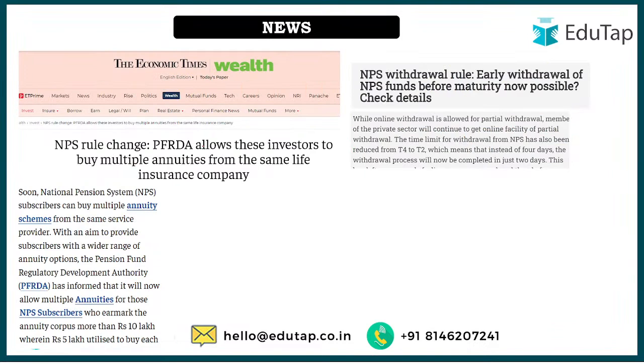Another important item is about PFRDA. We know that PFRDA administers NPS, right? It allows these investors multiple annuities. Annuity is nothing but the pension that you get, no? So the amount per month or per year, however you have taken the plan, okay? That is known as annuity.